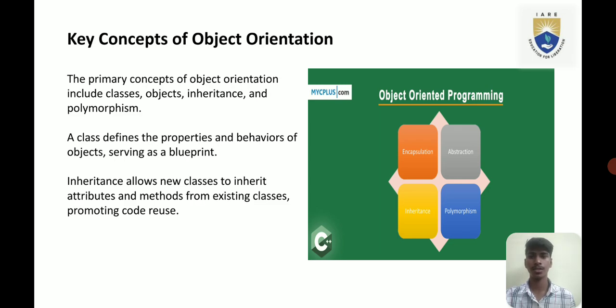Inheritance allows new classes to inherit attributes and methods from existing classes, promoting code reuse, which means a superclass can be inherited by their subclasses.